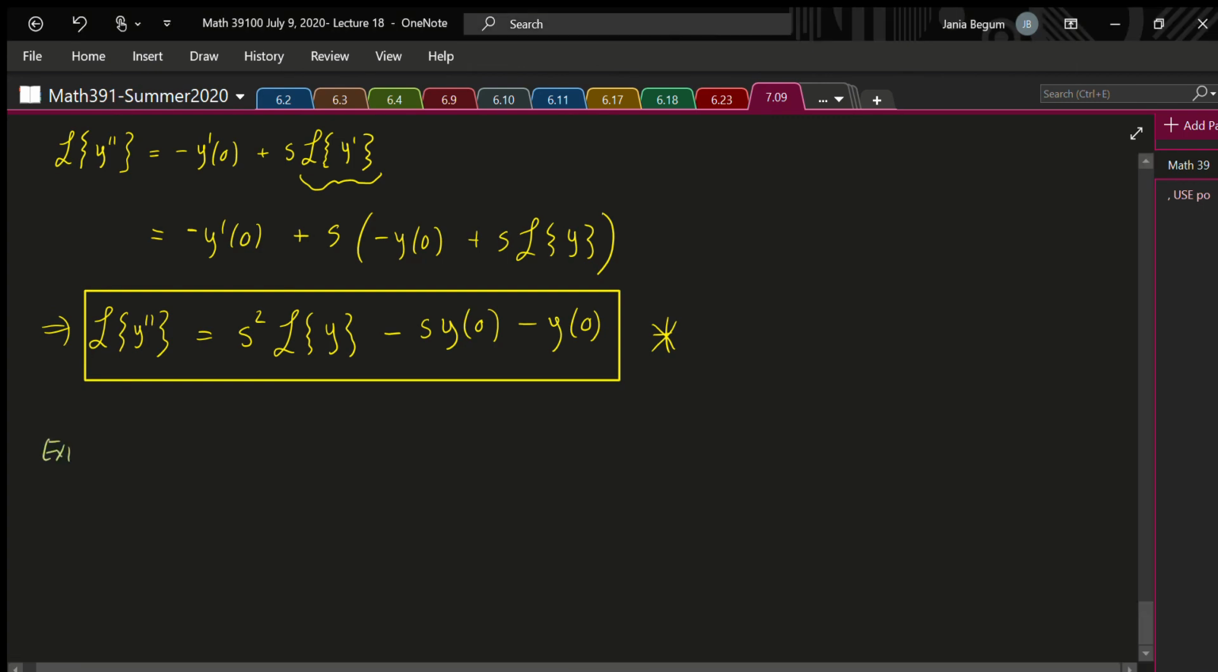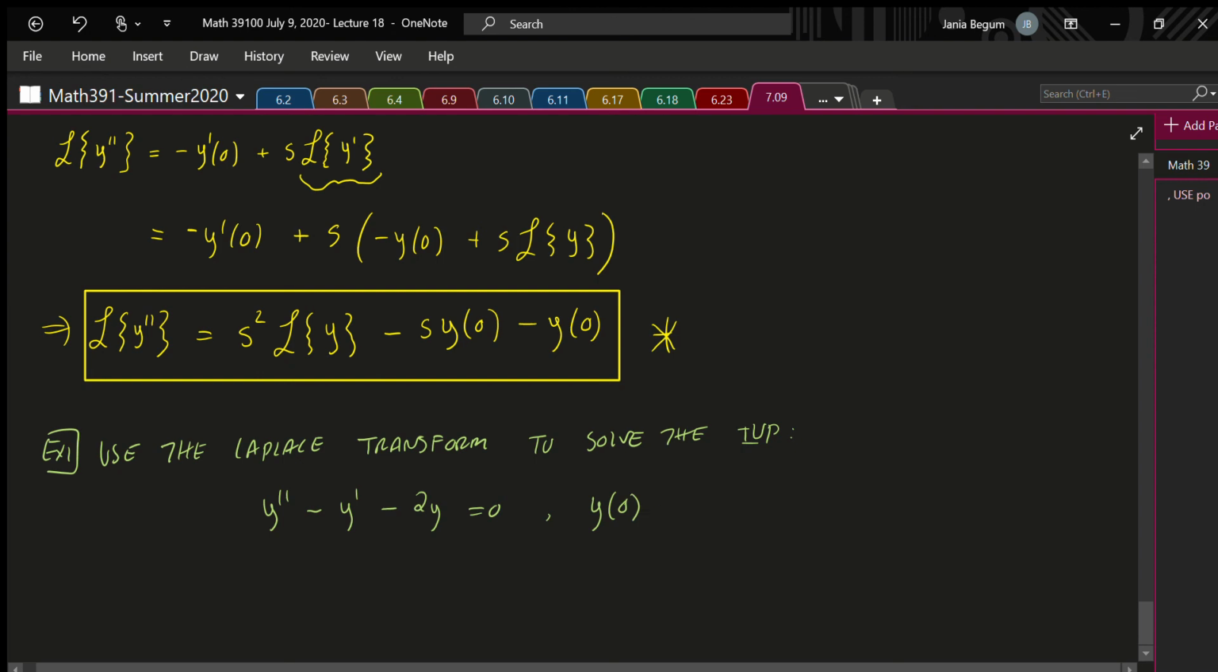So example 1. Use the Laplace transform to solve the IVP, right? Initial value problem. So given y double prime minus y prime minus 2y equals 0, and y of 0 is 1, and y prime of 0 is 0.